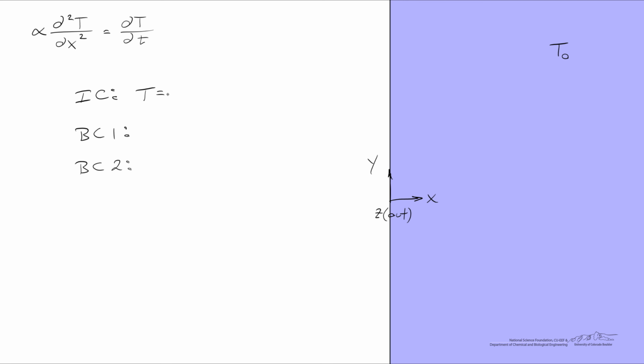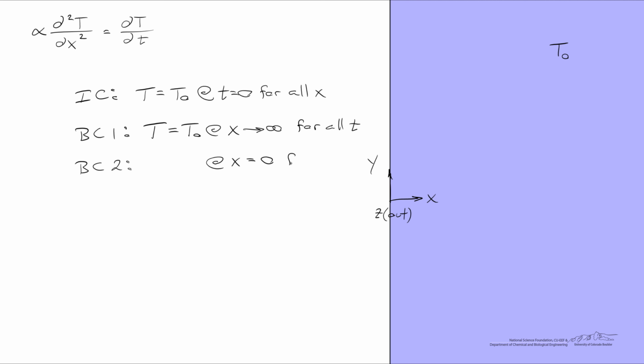Our initial condition is that the temperature is equal to T naught at time equals 0 for all values of x. Our first boundary condition will also be that T is equal to T naught, but this time at x approaching infinity. So very deep into the solid, T is equal to the initial temperature. And this applies for all time. And we can do a few things for the second boundary condition. However we specify the second boundary condition, it's going to apply at x equals 0, also for all time.